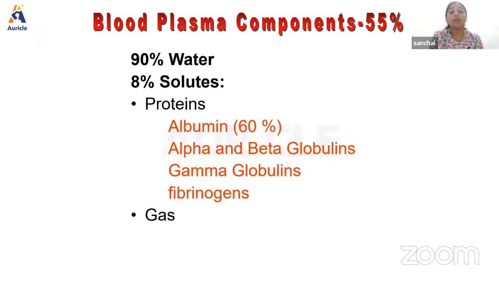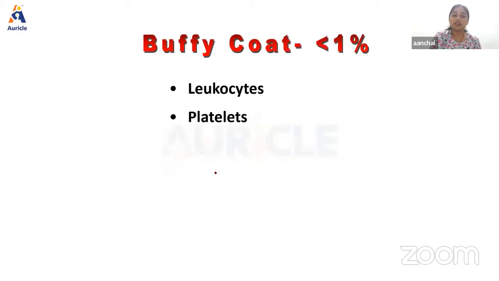So in blood plasma components, we have 50%. From that 50%, we have 90% water, 8% solutes, proteins like albumin, alpha and beta globulin, gamma globulin, fibrinogen, and gases, right? And some electrolytes are also there. In the buffy coat, we find WBCs and platelets.